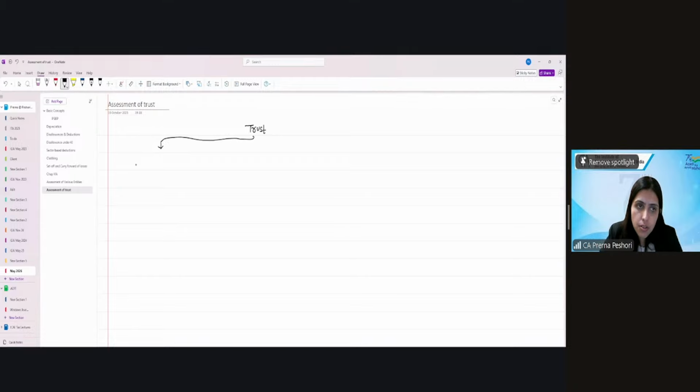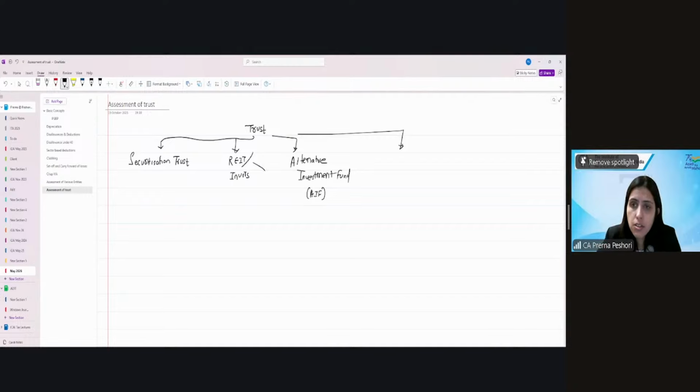First, securitization trust. Second, real estate investment trust or the InVITs. Next, alternate investment funds, AIF. Next is the charitable trust. And lastly, the private trust.